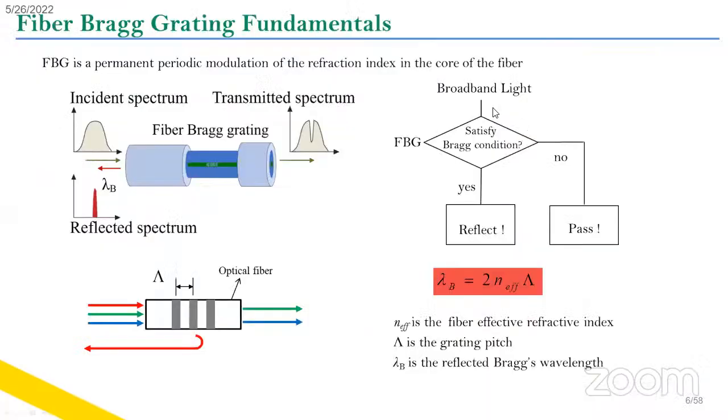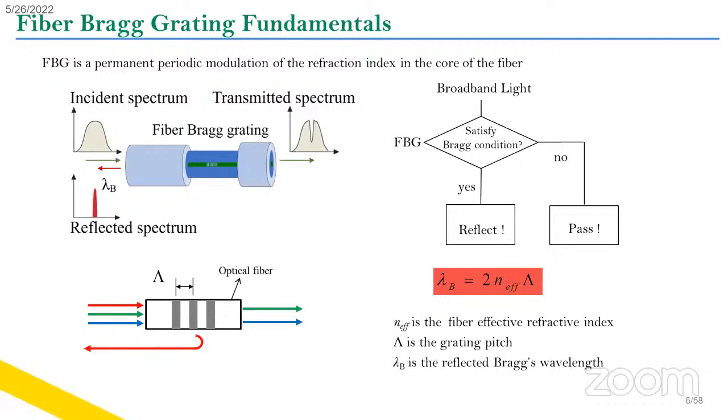Here you can see the broadband light. Each sensor has a specific wavelength called the Bragg wavelength. If it satisfies this condition, it will reflect. This is the Bragg wavelength. It is like a band rejection filter in the fiber sensor. If it does not satisfy the Bragg condition, it will pass. This is the condition, this is the refractive index of the fiber, and this is the grating pitch, the distance between the two refractive index portions. This is one of the famous sensors in the fiber optic field, used in many advanced fields like rocket engines.